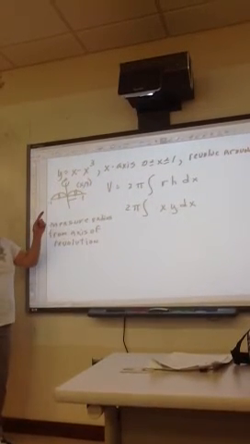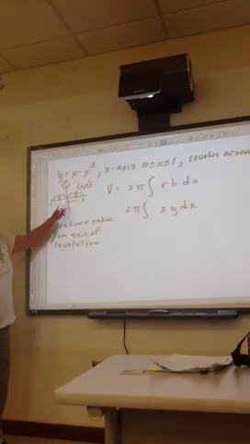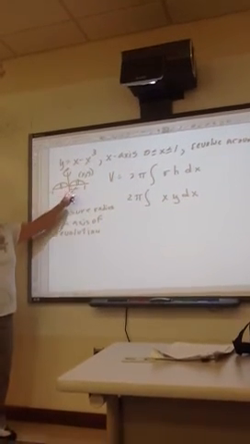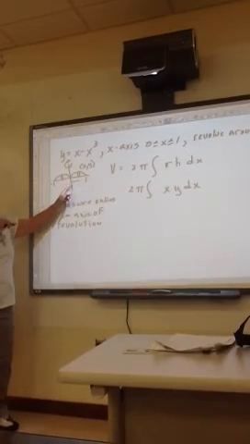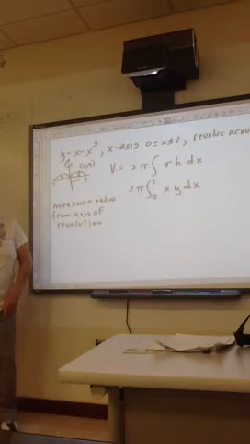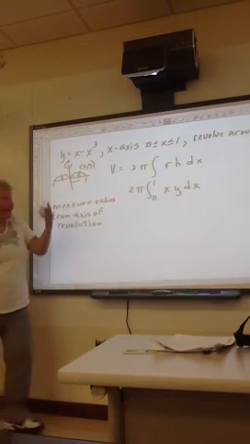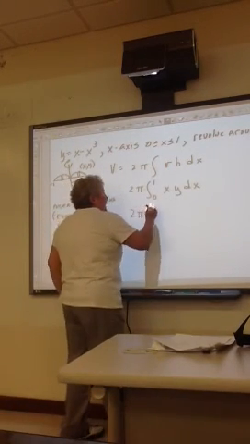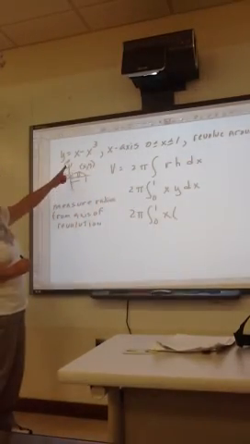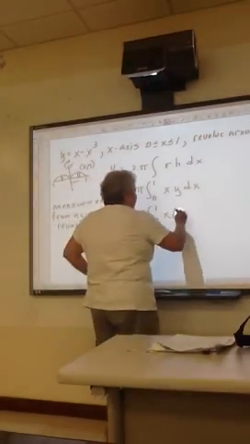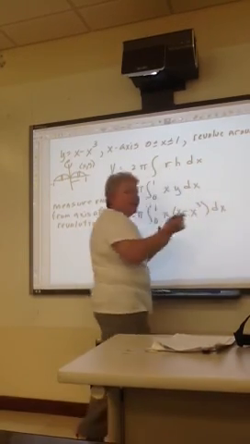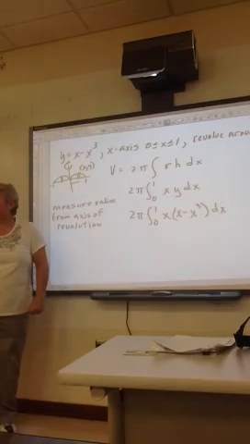My little shells go, again, from the axis of revolution out to one side. So 0 to 1. Piece of cake here, all we have to do is change that y into x minus x cubed. F end, you're done.